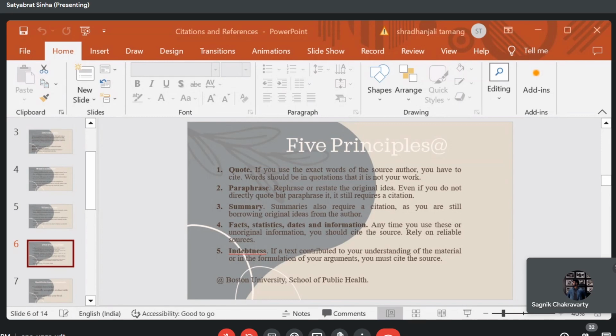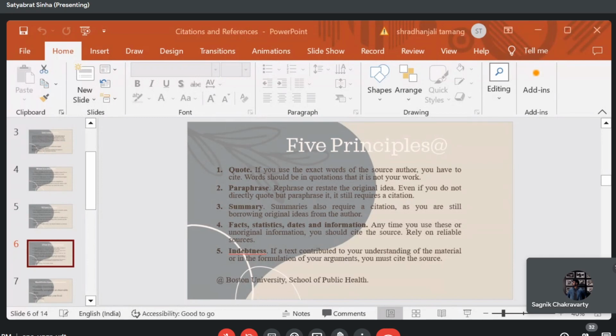Paraphrasing is, of course, when you rephrase or restate the original idea. We have to be careful about paraphrasing, because often as students, we simply substitute key phrases with synonyms, and we say, oh, this is our own language. But please cite. Even if you're not directly quoting, if you're paraphrasing it, it requires a citation.